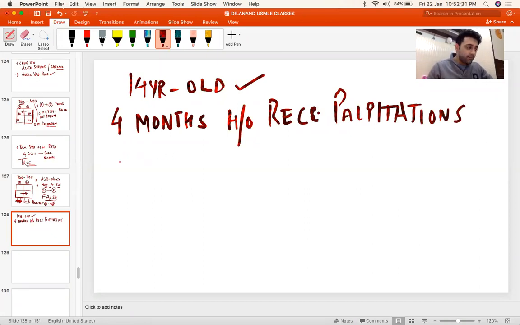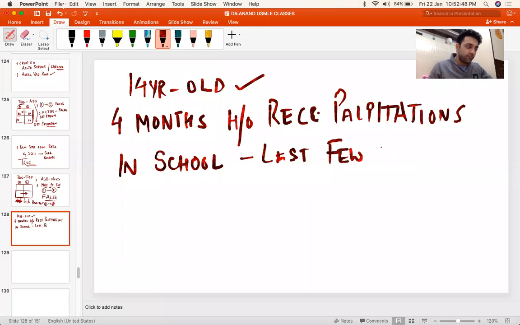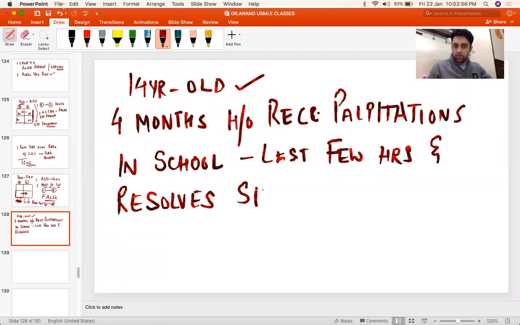Number 2, these palpitations basically occur in school. When she goes to school, she gets those palpitations. A 14-year-old girl has a 4-month history of palpitations, which occur in school and last for a few hours. And how does it respond? It resolves spontaneously. It's a very interesting question. Let's see if you can answer.